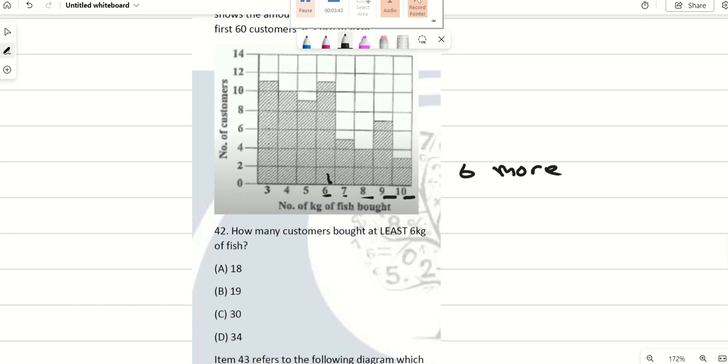How many persons bought 6? We have 11. How many persons bought 7? We have 5. How many persons bought 8? We have 4. How many persons bought 9? We have 7. How many persons bought 10? We have 3. So 6 or more would be 11 plus 5 plus 4 plus 7 plus 3. 7 and 3 is 10. 10 and 9 is 19. 11 plus 19 is equal to 30. So we have C as your answer.